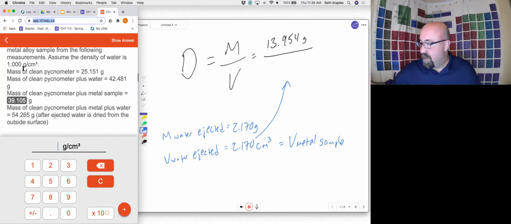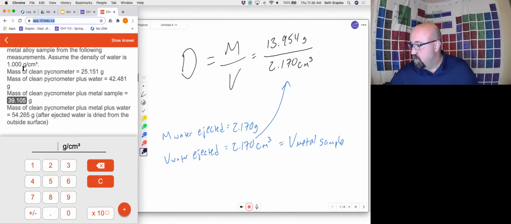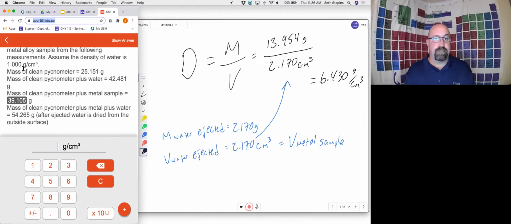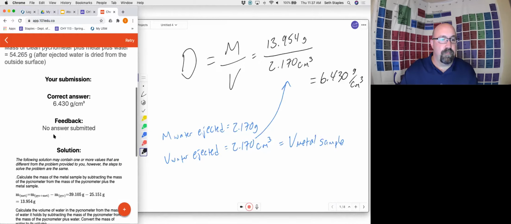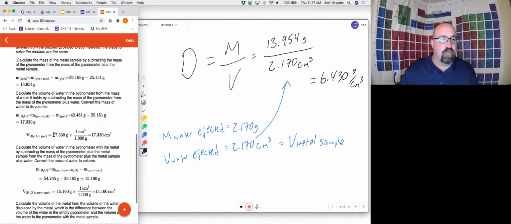So we'll erase that, and we're going to put in 2.170 cm³. And we do the math, and we find an answer of 6.430 grams per cm³ for our density. Let's see if that agrees with the answer here in Chem 101 for the numbers that I was given. Sure enough, 6.430.